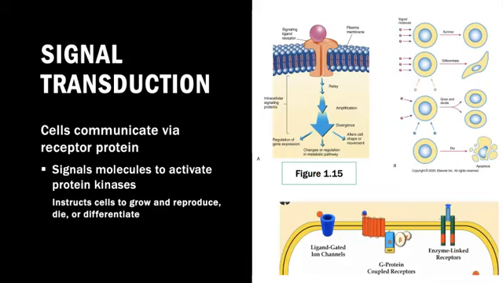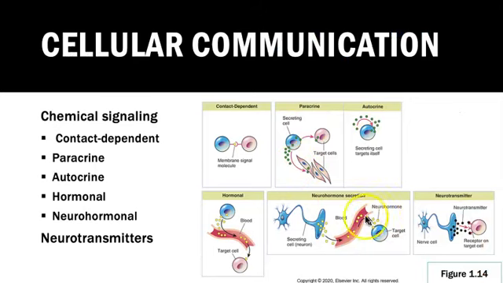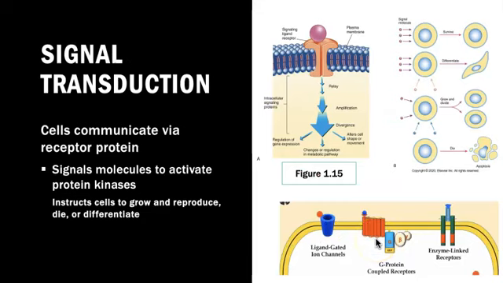Our next topic is signal transduction. So first we talked about cell-to-cell communication. What happens when we get that chemical or ligand, whatever it is, to our target cell? So what happens is that we are going to have it attached to a receptor, and that is going to provide some type of signal to activate a protein kinase, for example, and allow the cell to grow and reproduce, die, or differentiate. So there are, on the plasma membrane, 3 classes of receptors that are going to produce some type of this signal transduction.